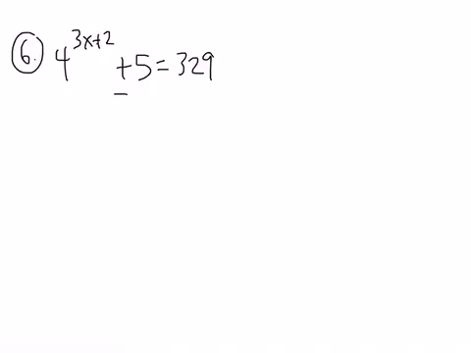So first thing I'll do is subtract 5 from both sides. So on the left, I'm left with this 4 to the power of 3x plus 2. That's equal to, subtract 5, it looks like 324. All right, so now I have 4 to some power equals something.